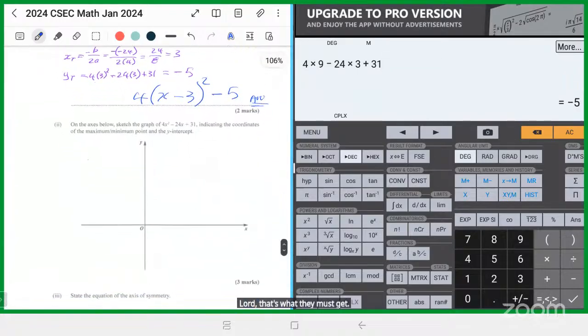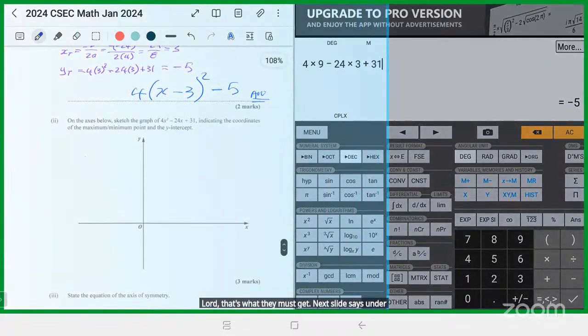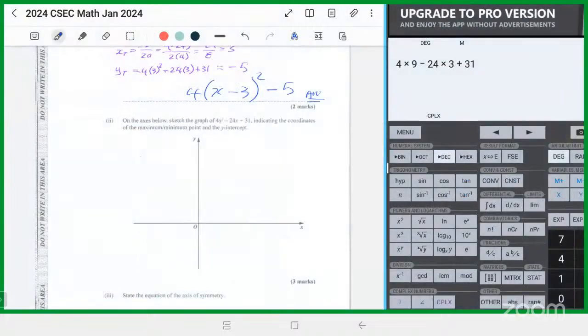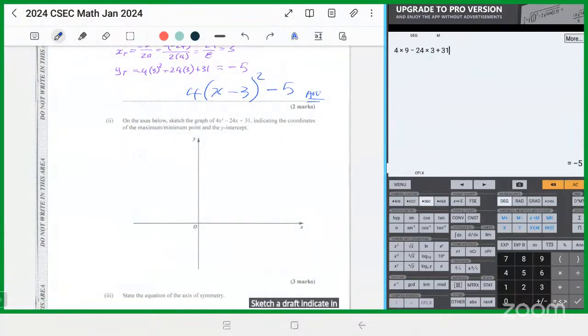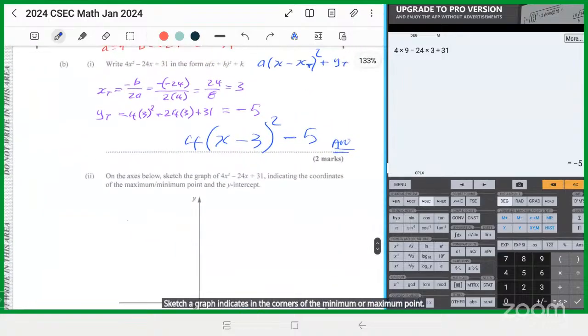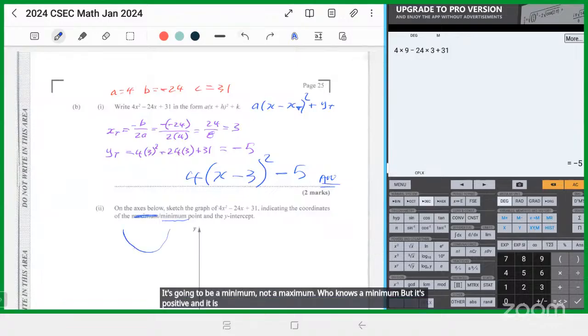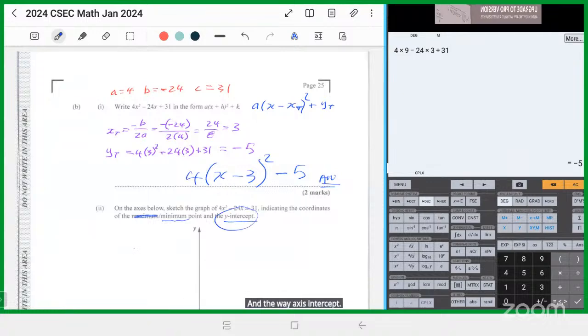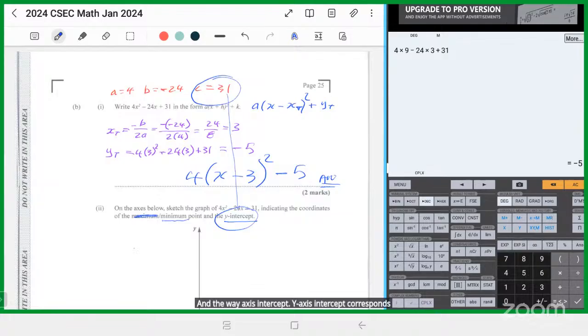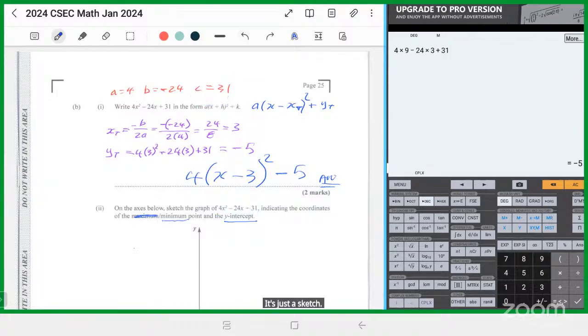Next part says, on the graph below, sketch a graph indicating the coordinates of the minimum or maximum point. It's going to be a minimum, not a maximum. But we know it's a minimum, because the A is positive. When the A is positive, the graph will have a smile shape and a minimum. And the y-axis intercept corresponds to the C value there. It's just a sketch. And the turning point is at these coordinates, 3, -5, a minimum point.